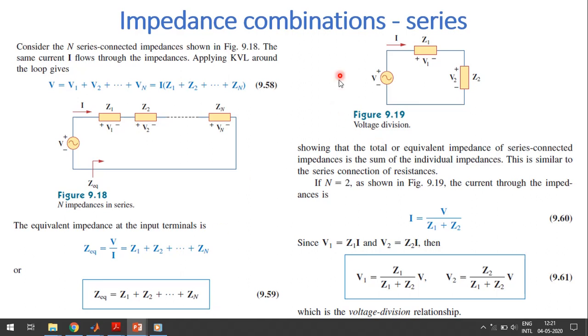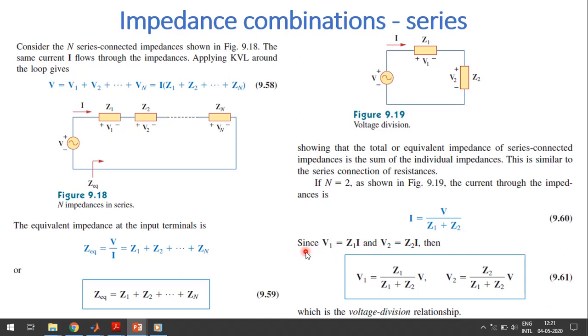Now let us see about the voltage division. Here we are simplifying this circuit. Earlier we considered n impedances, but here we are going to consider only two impedances, Z1 and Z2, and the voltage drop across Z1 is V1 and the voltage drop across Z2 is V2. V is the total voltage applied and I is the current flowing in the circuit. Now this current I can be written as I is equal to V by Z, right? What is the total impedance? Z1 plus Z2, right? So I is equal to V by Z1 plus Z2.